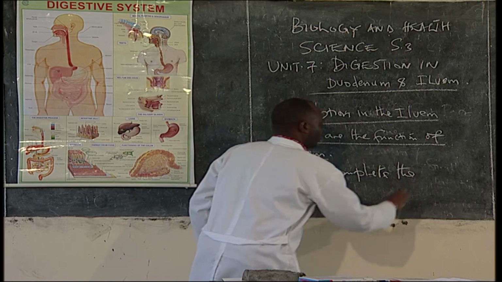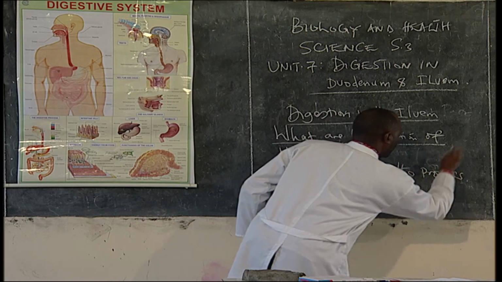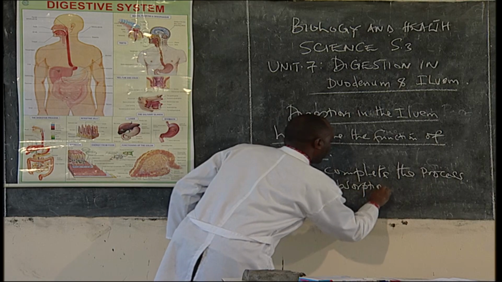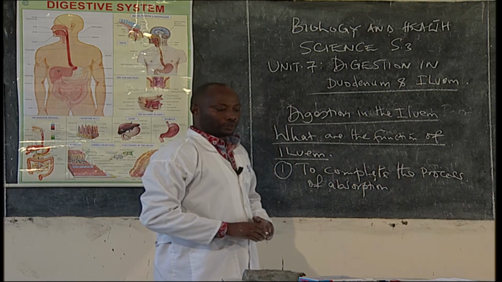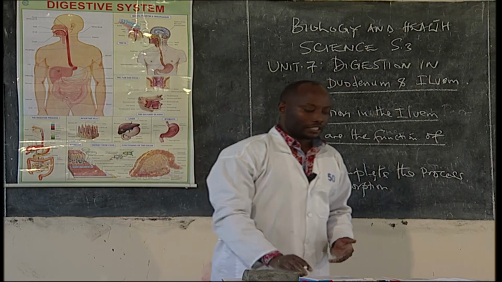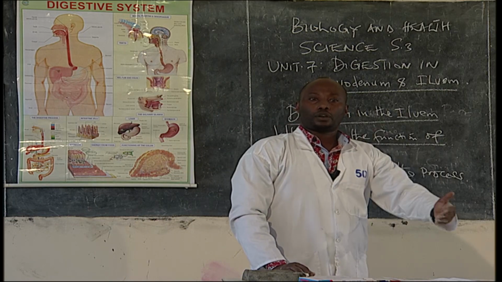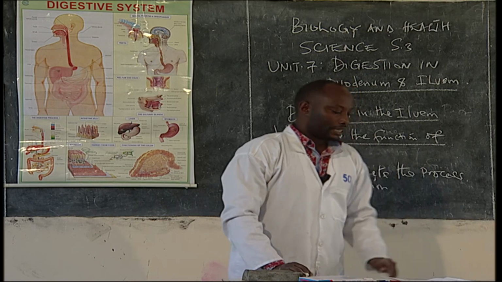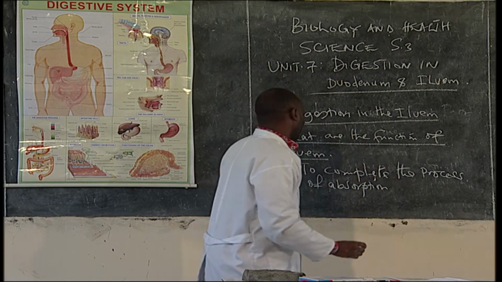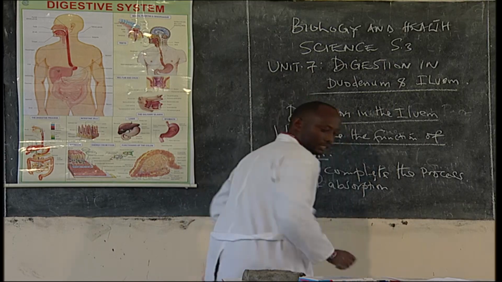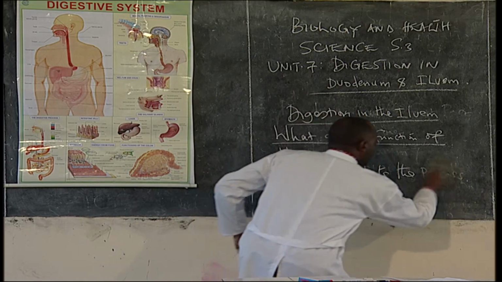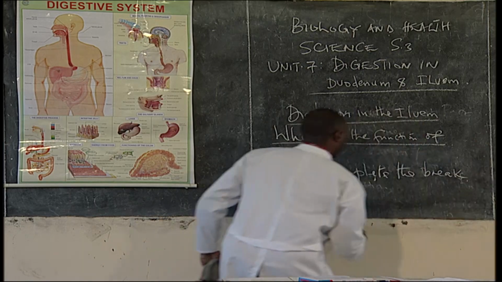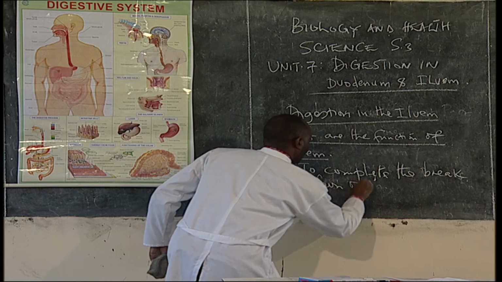the process of absorption. The breakdown of food begins in the duodenum, and the complete breakdown of food is normally done in the ileum. You can say it completes the process of breaking down, or completes the breakdown of food.